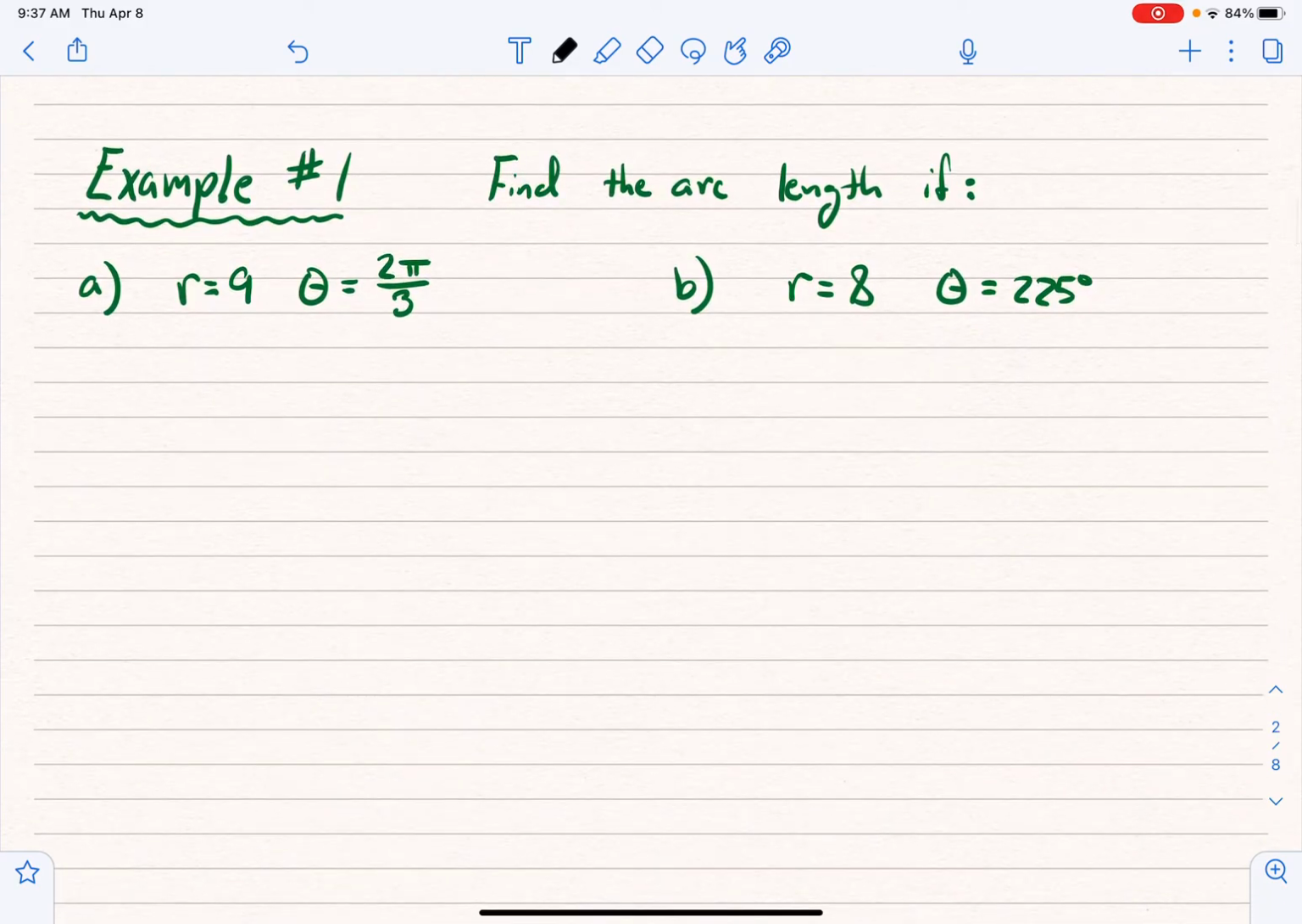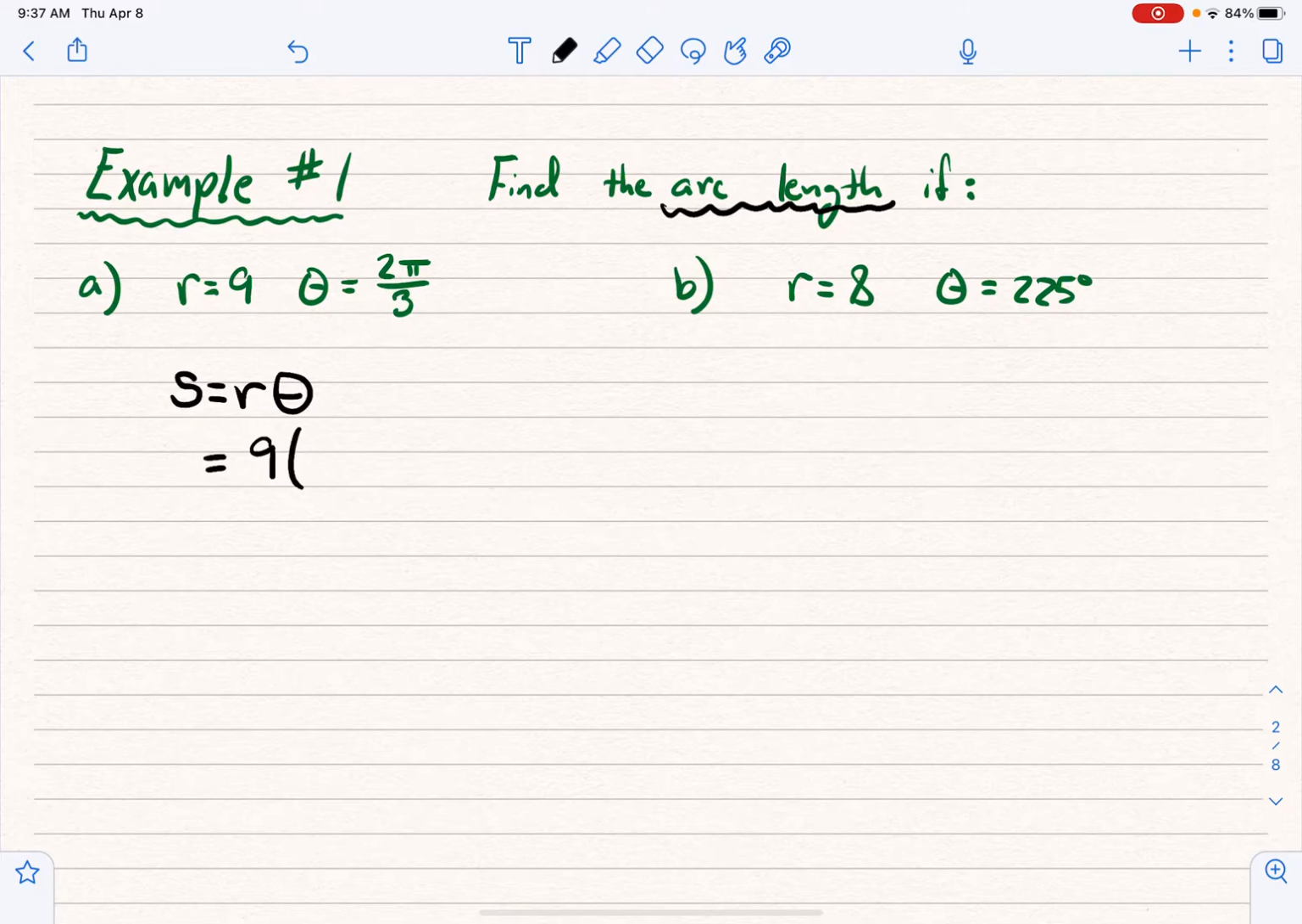For this first one, I'm just trying to find the arc length in each one of these situations. This first one says the radius is 9, the theta is 2 pi over 3. So therefore, if arc length is equal to radius times theta, then that would be equal to 9 times 2 pi over 3. 9 times 2 is 18 pi over 3, which is equal to 6 pi. Easiest problems in the world.